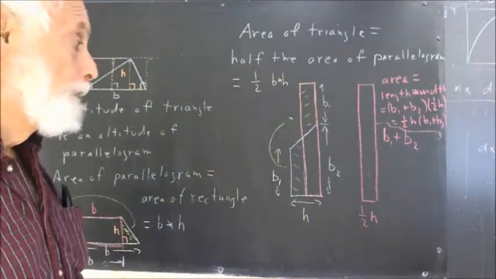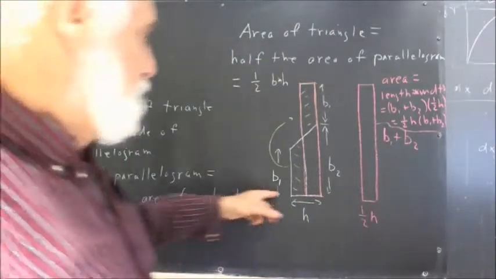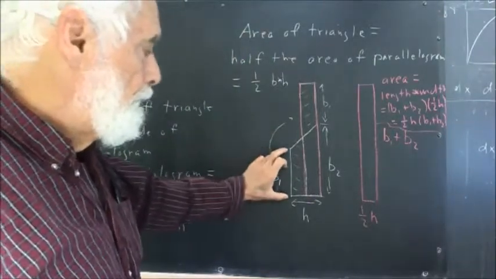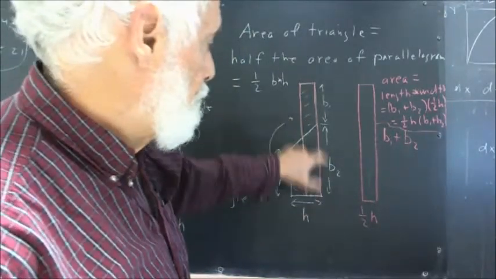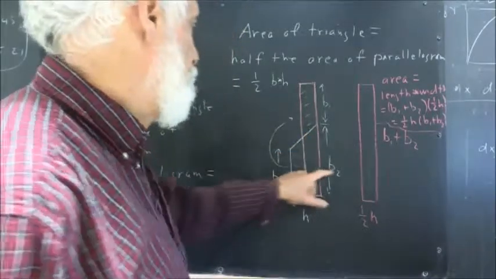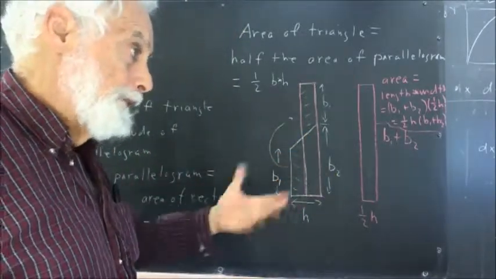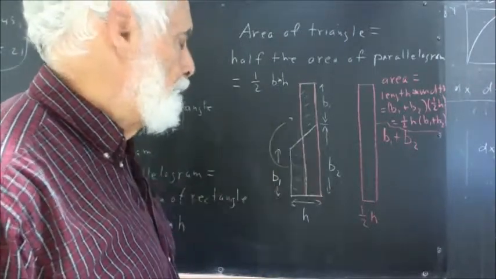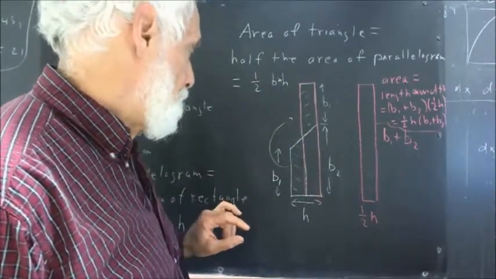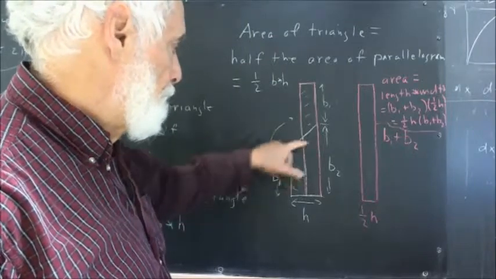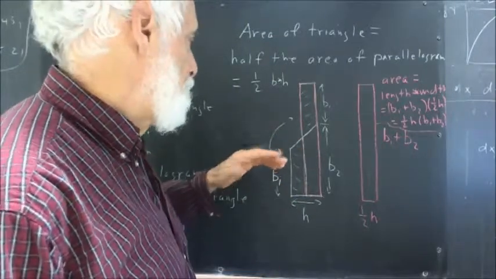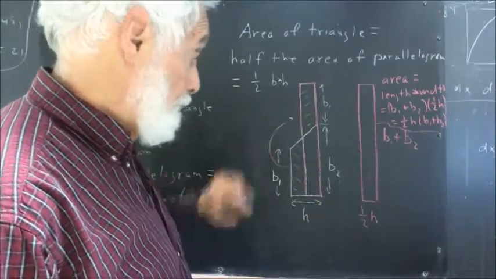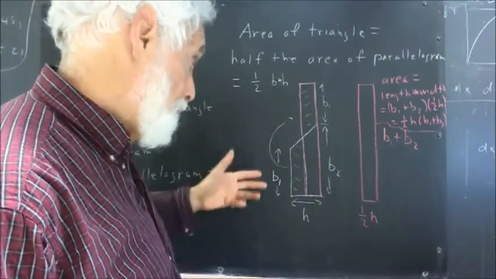Now, the picture here represents the trapezoid. B1 is this base, B2 is this base. Now, I call these bases. Why do I call these bases? Well, I haven't defined bases, but the bases of a trapezoid are the two lines that are parallel to one another. So the two sides that are parallel. A trapezoid has only two parallel sides. If it has four parallel sides, two pairs of parallel sides, then it's a parallelogram.